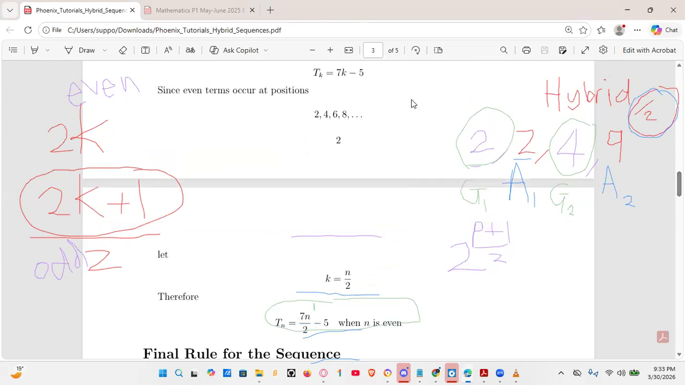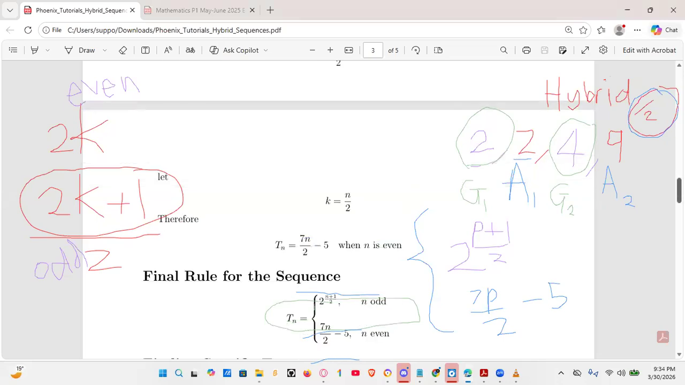So now if I had to rewrite this in terms of p, it would be 7p over 2 minus 5. So now you have your general term of your sequence, and it has 2 pieces. One piece is for odd positions, one piece is for even positions. And now we can have a combined final rule for our sequence.